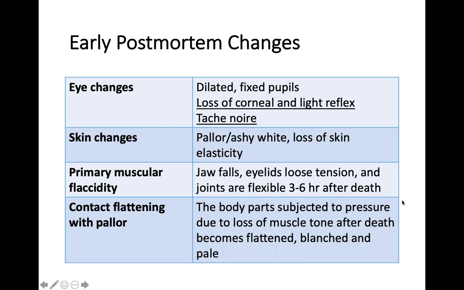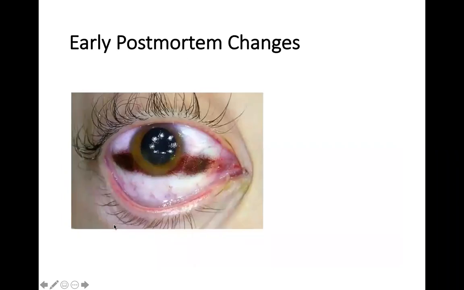The body part subjected to pressure due to loss of muscle tone after death becomes flattened, blanched, and pale. So, kung halimbawa nakahiga siya ng flat, okay? Nakahiga siya ng flat, of course, ang mga may contour dyan ay ang likod, ang upper back. So, nagbablanch yun or nagpuputi kasi nga may pressure doon. So, kung saan nag-contact sa pressure, yun nagkakaroon ng pallor. So, this is an example of your tache noire, okay?